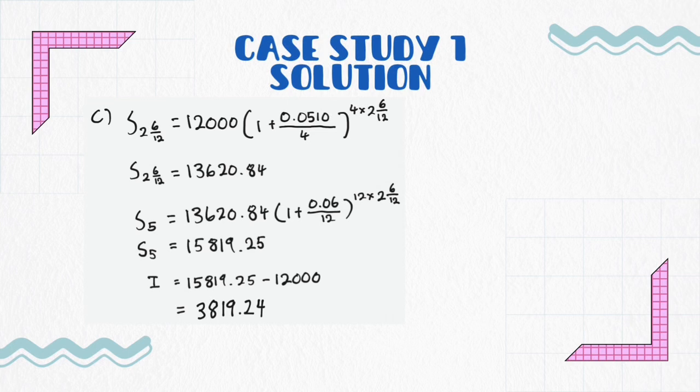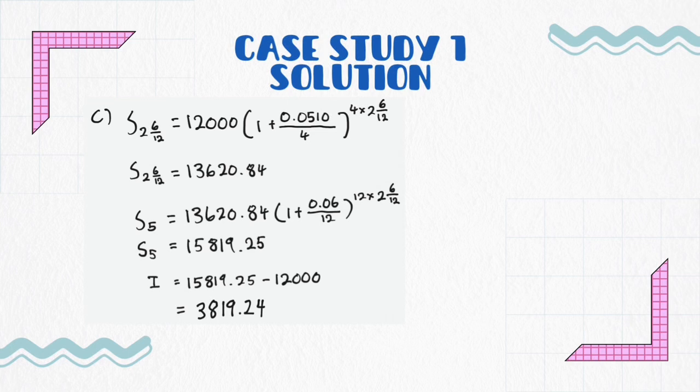To solve this question, we need to find the future value of 2 years and 6 months first with the formula S equals P(1 + i)^n. The answer will be 13,620 ringgit 84 cent. After that, we use that value as the principal for the remaining period to 5 years by using the same formula.